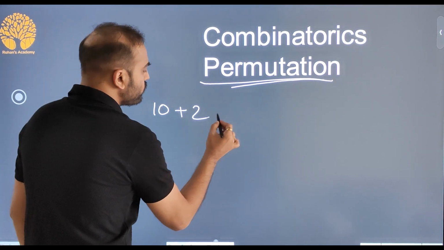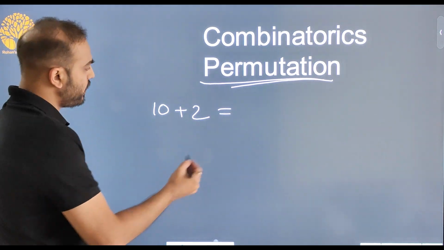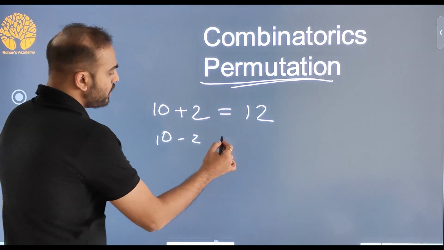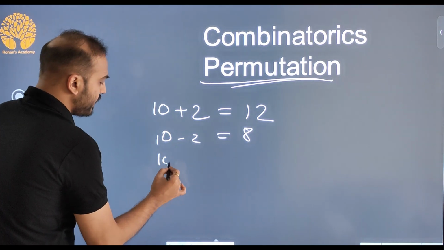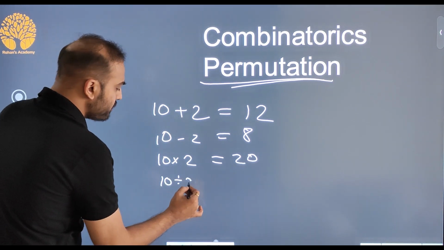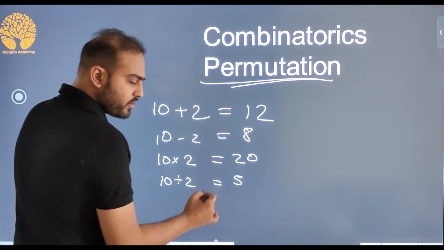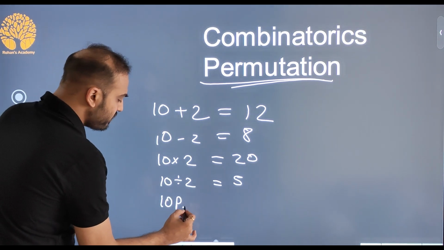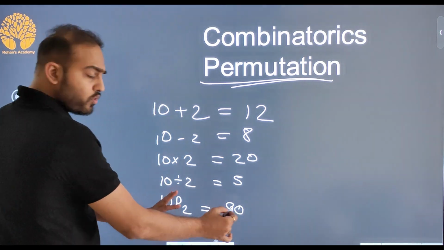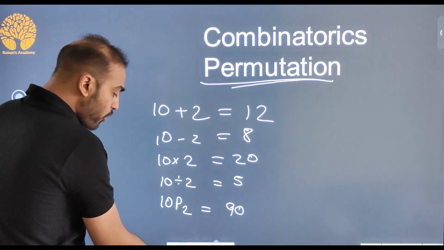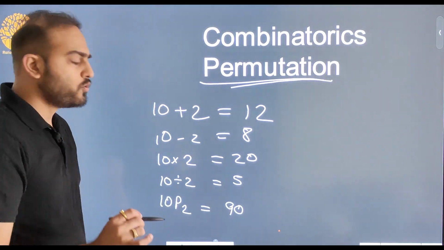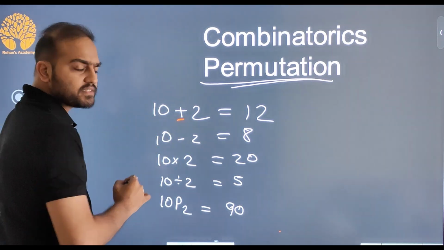Say I tell you, what is 10 plus 2? Everybody will say 12. If I say 10 minus 2, you will say 8. 10 into 2, that's 20. 10 divided by 2, that's 5. So similarly, if I say 10P2, that is 90. Again, you don't need to know how to solve this, but the point that I am trying to make is you are not scared of this plus sign.